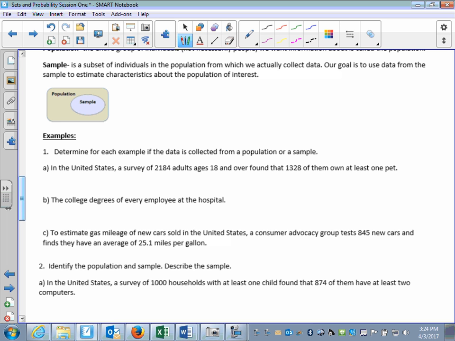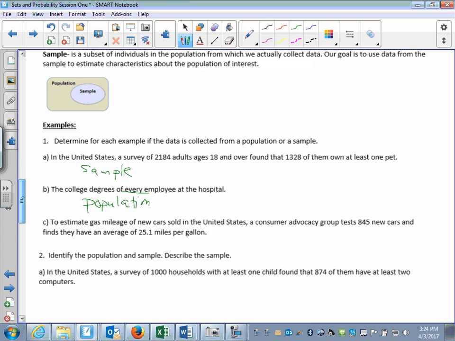In the United States, a survey of 2,184 adults ages 18 and over found that 1,328 of them own at least one pet. This would, of course, be a sample. B, the college degrees of every employee in the hospital. This would be a population. Well, the population of the hospital, at least.